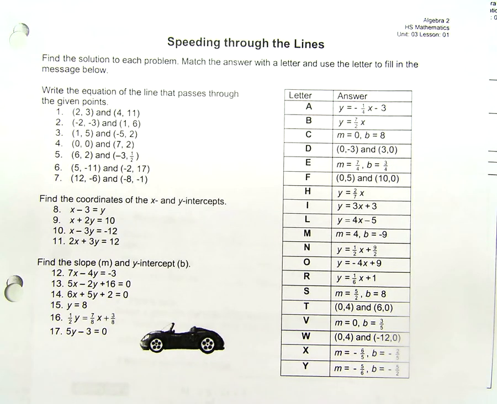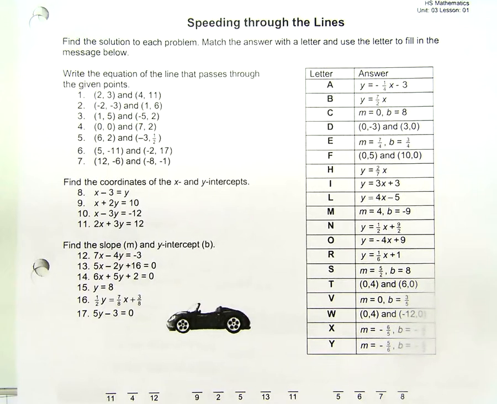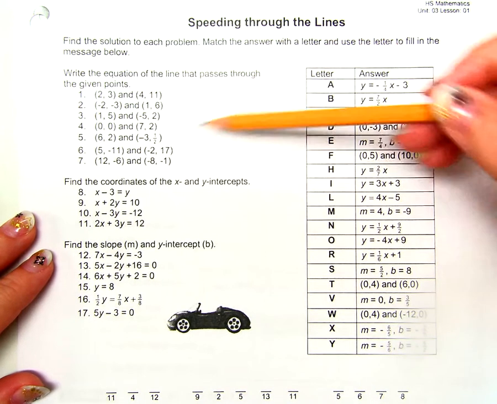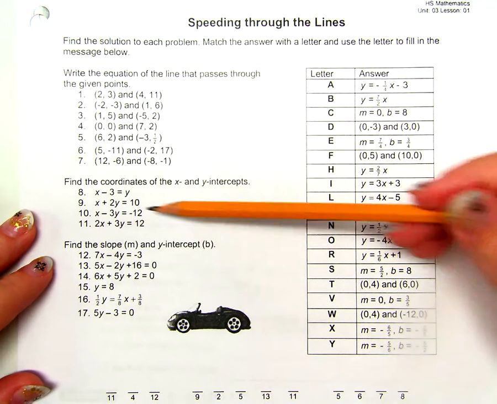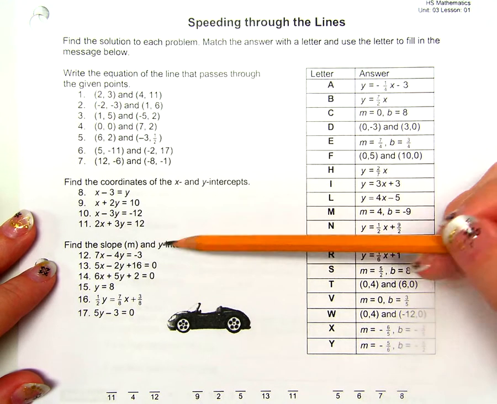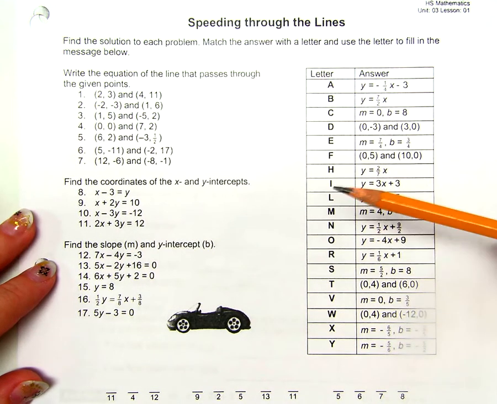I would like you to start by looking at the page called Speeding Through the Lines. This is a review of what we did on Friday with the characteristics of linear functions. You'll be given 2 points and asked for an equation. You're given an equation and asked for the x and y intercepts. You're given the slope and y-intercept, you're given an equation and asked for the slope and y-intercept.